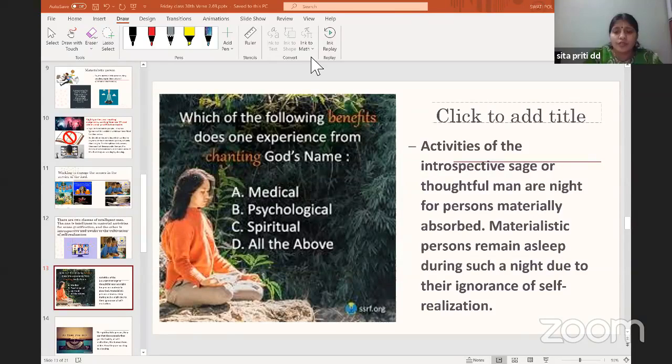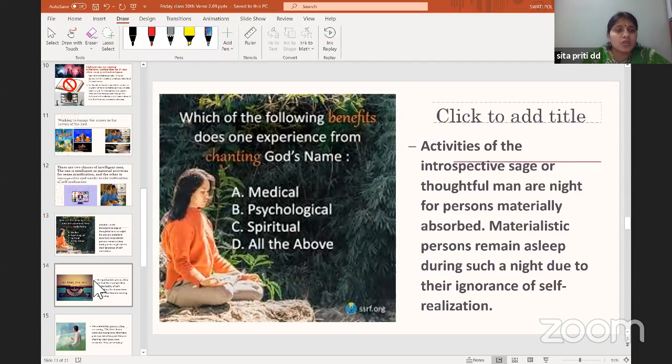Okay, so materialistic persons remain asleep. See, this is very important. Materialistic persons remain asleep during such a night due to their ignorance of self-realization. Materialistic people are who? Who are going to use their senses only for themselves. So they are not going to be having any self-realization. They're not going to think about anything related to their spiritual growth.